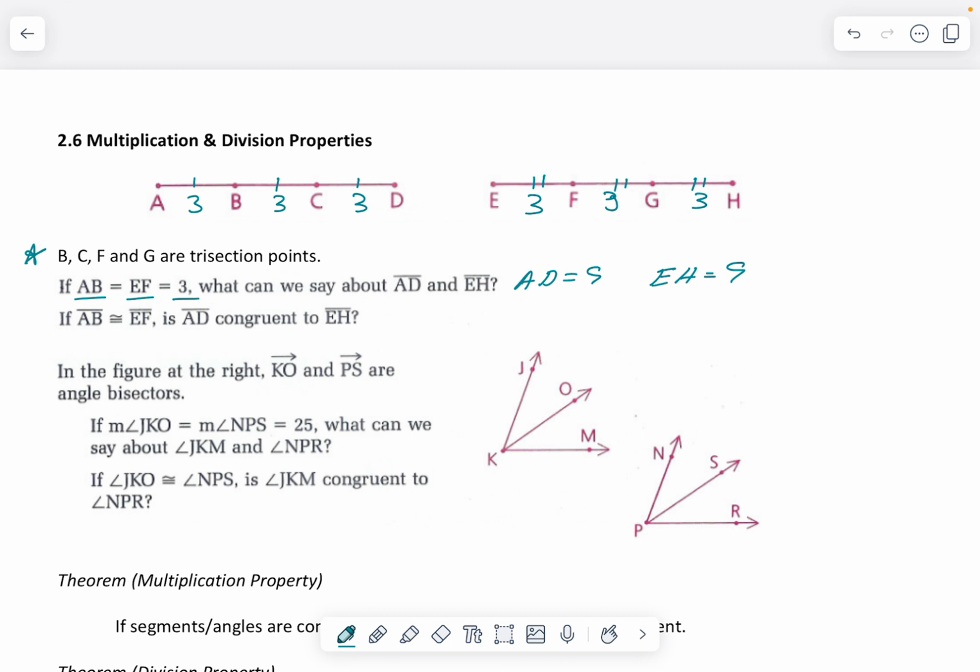And so in other words, if AB is congruent to EF, then we know that AD is congruent to EH because, as we can see, they do have equal measures.